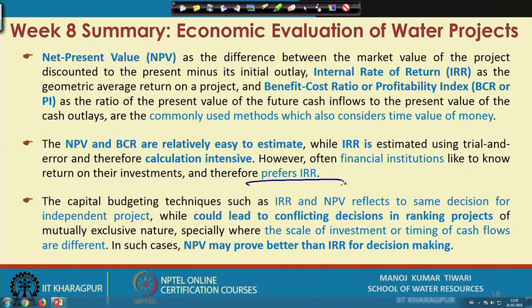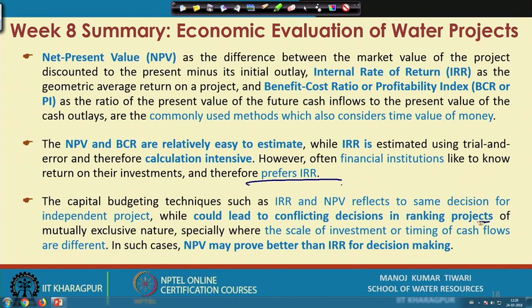Among the capital budgeting techniques, primarily the IRR and net present value, which are more commonly used, or even other techniques, commonly give the same decision for independent projects, but could lead to conflicting or misleading decisions when one needs to rank the different projects if the projects are of mutually exclusive nature.